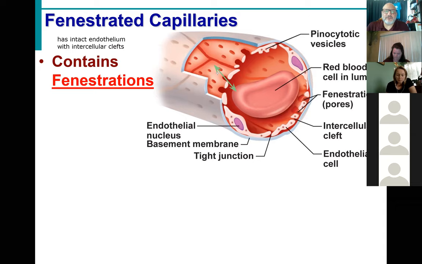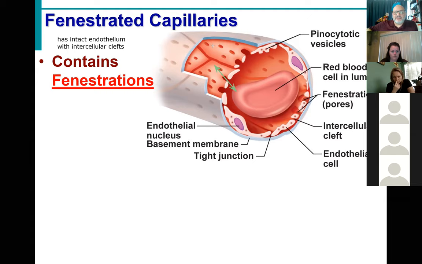So these fenestrations are really just a fancy way of saying a large pore through the plasma membrane of our endothelial cell, allowing larger materials, larger nutrients, larger chemicals to get in and out. Where might something like this be useful? Where might we want larger things getting in or getting out of our blood vessels?